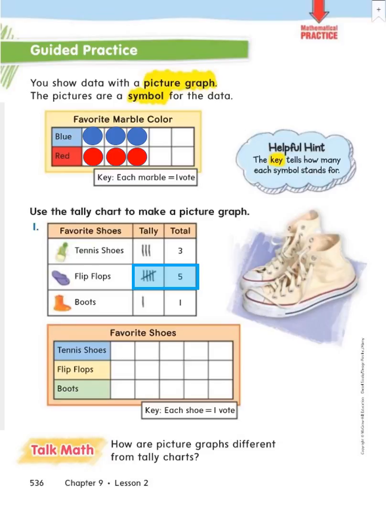And 5 people said that flip-flops were their favorite. And we know it's 5 from the tally marks because of the diagonal line, right? That slash. Good. And only one person said they liked boots the best. Okay. Now let's take this tally chart and make a picture graph.